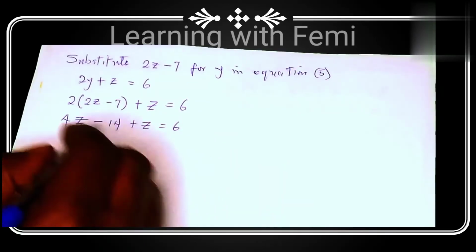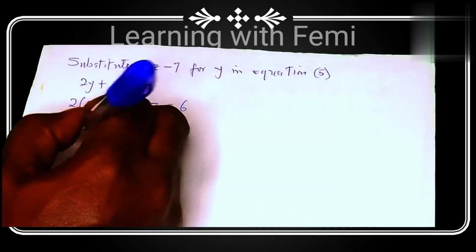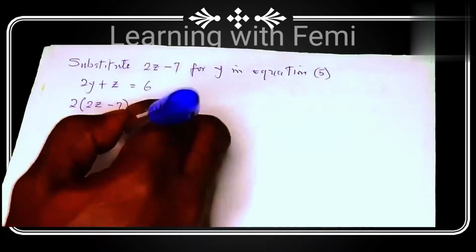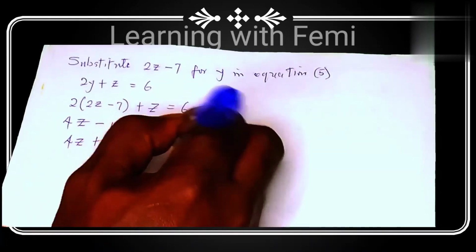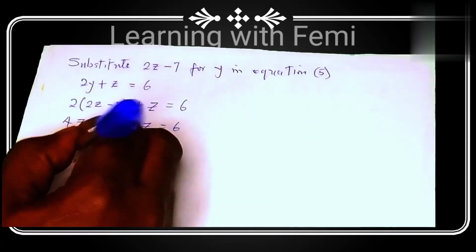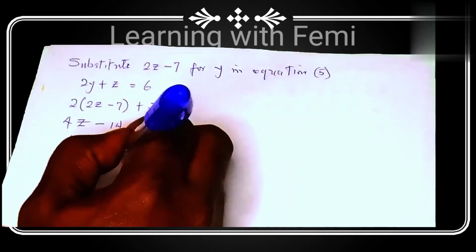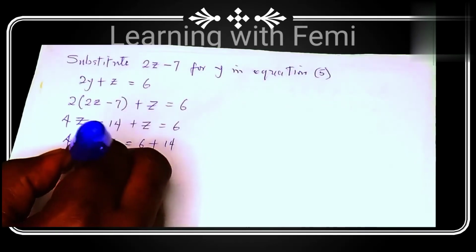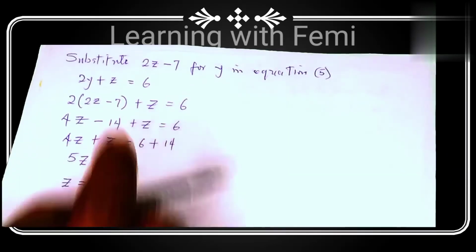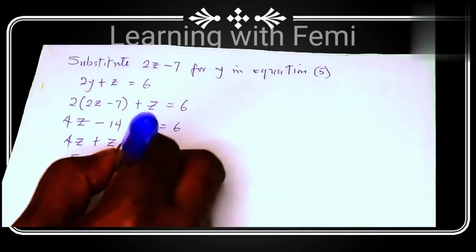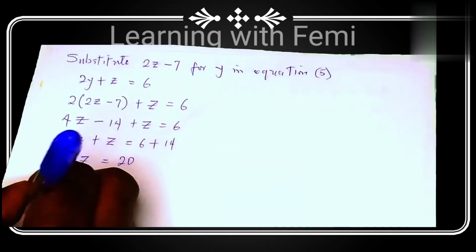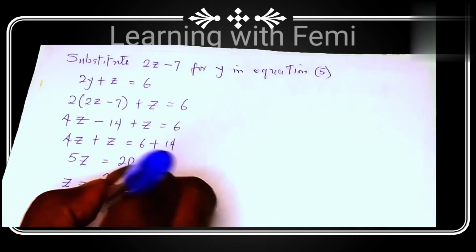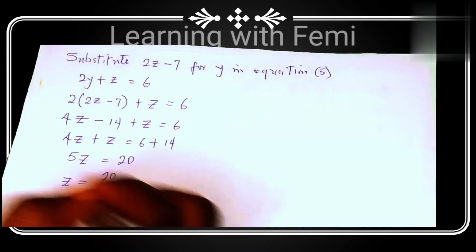Now take this minus 14 to the other side. That's collecting like terms to have 4z plus z equals 6 plus 14. Now we have 5z equals 20. Then z equals 20 over 5. Z now, therefore, z equals 4.